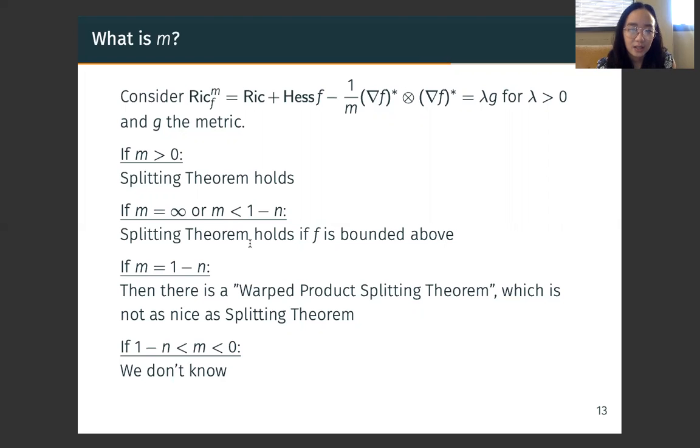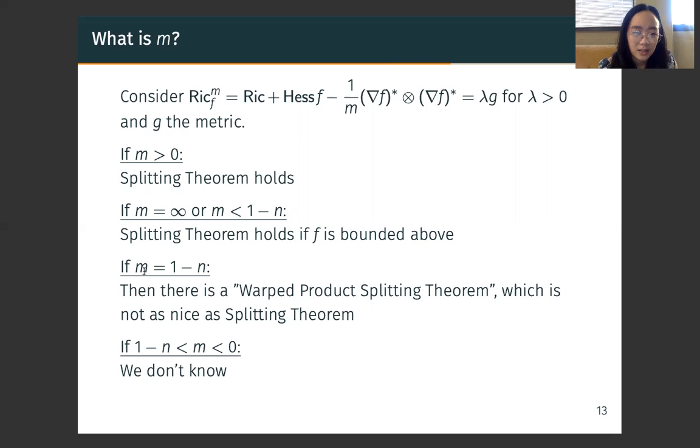So here, the m equals infinity case is basically like if you plug in m equals infinity here, then this term goes away, right? So that's the Ricci-Soliton case. In this case, the Cheeger-Gromoll splitting theorem holds if you add this extra assumption that f is bounded above. If m equals 1 minus n, then there's a warped product splitting theorem, which I will talk about more later, but basically it's not as nice as the Cheeger-Gromoll splitting theorem, so there are some problems.